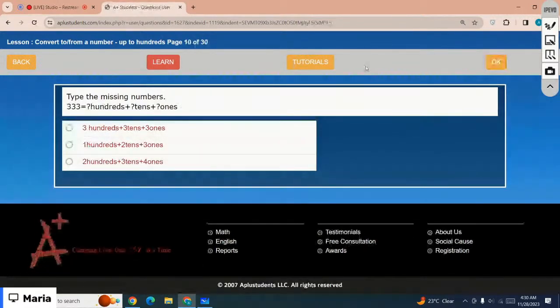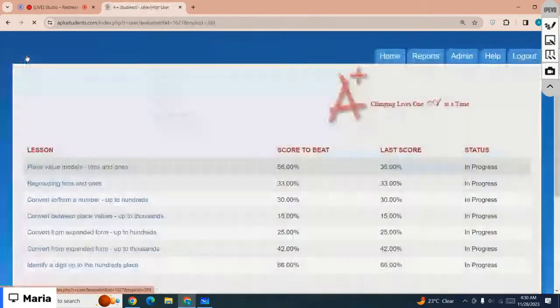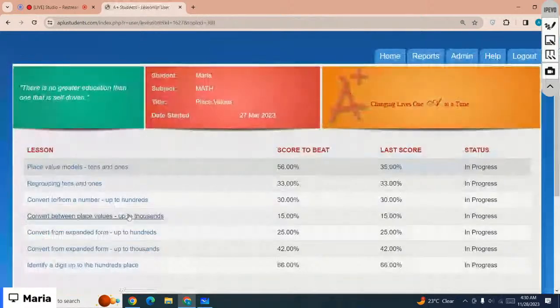Okay, you can complete the lesson by yourself today. Let me just move on to the next lesson. The next lesson is convert between place values up to 1000.